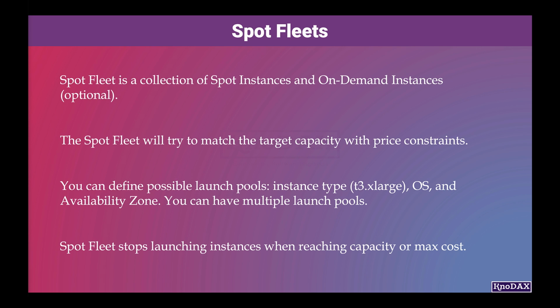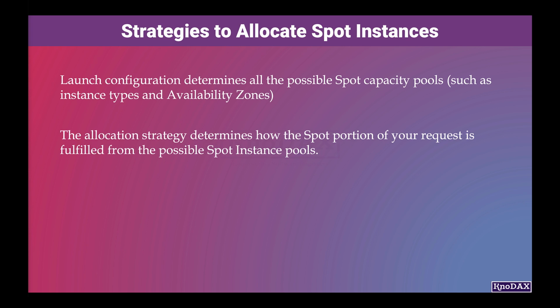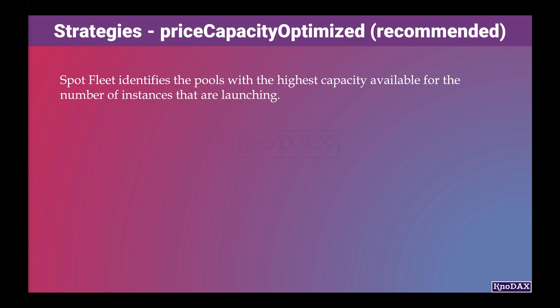Now let's discuss strategies to allocate spot instances. Your launch configuration determines all the possible spot capacity pools, such as instance types and availability zones, from which spot fleet can launch spot instances. However, when launching instances, the allocation strategy determines how the spot portion of your request is fulfilled from the possible spot instance pools. You can specify one of the following allocation strategies.